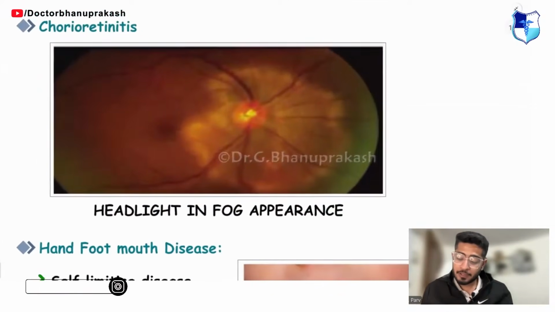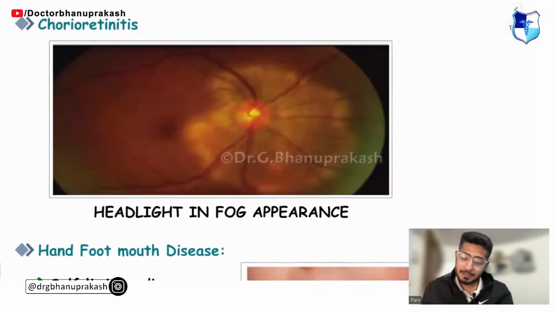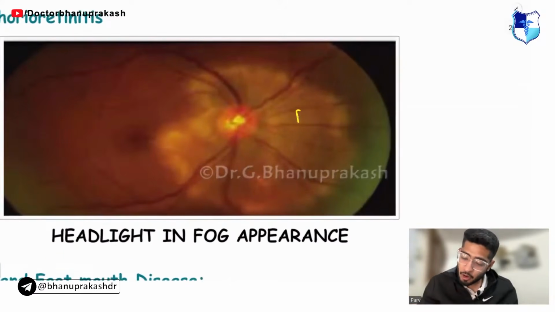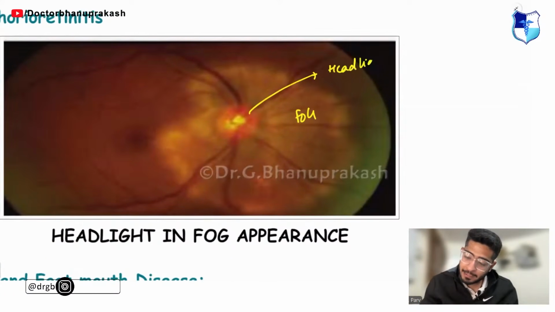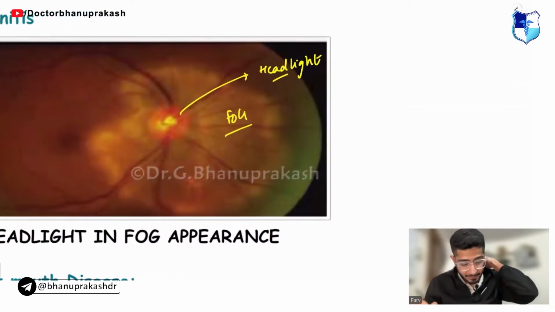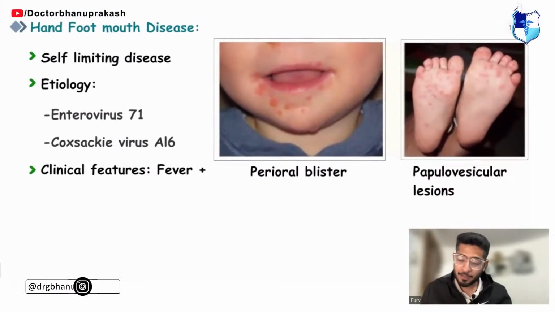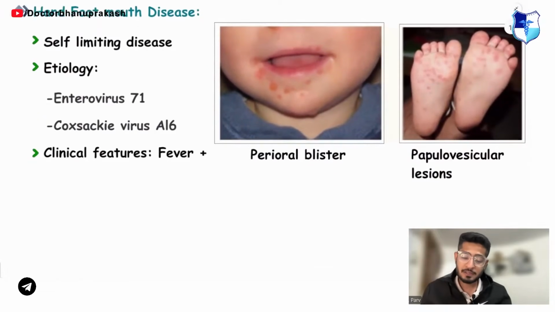If the child is having chorioretinitis, this is just like a fog around and a headlight. So if you are having a headlight in fog appearance, quickly tell me, which disease is having this appearance? Toxo. Coming on to hand, foot and mouth disease.